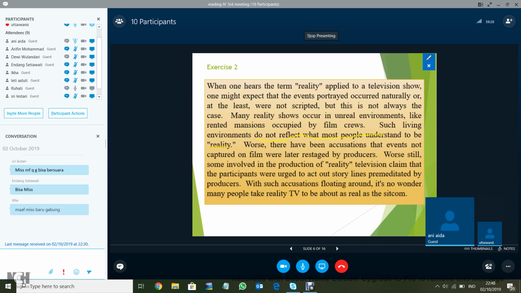Restage. Kira-kira apa restage? Diambil ulang, direka ulang, direka ulang.